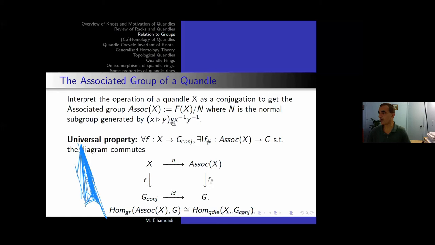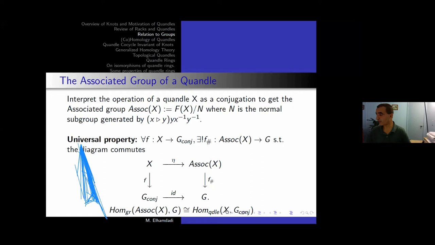This is a big group, obviously, because you're involving the free group. But this group has a nice universal property, which is the following. If you pick any group G, you consider the conjugation quandle on it. Start with a quandle homomorphism from X to G conjugation, which is just G with the quandle conjugation on it, and you get this commutative diagram. Now, obviously, from construction, you know that X embeds in the associated group of X. And what does this tell you? That there exists a unique group homomorphism from the associated group of X to G in such a way that this diagram commutes. In other words, you have a one-to-one correspondence between group homomorphisms from the associated group of the quandle X into G and the homomorphisms of quandles from X to G conjugation.